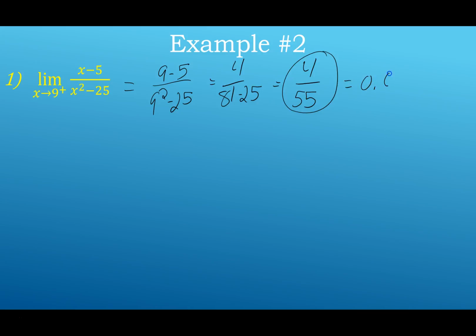4 over 55 as a decimal would be 0.0727. I always do 3 numbers after the decimal. The 0 I don't count as an actual number. I wanted 3 actual digits. It's whatever your call is. Pretty much whatever your teacher wants you to do.